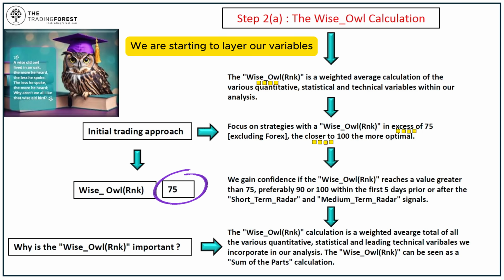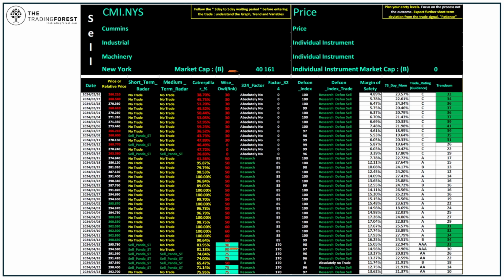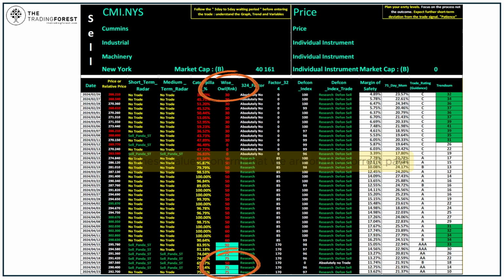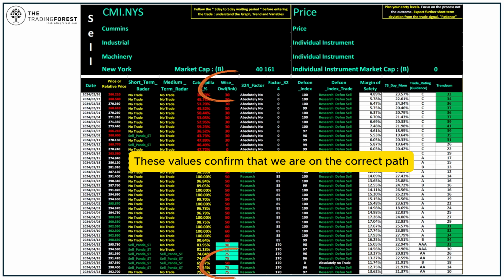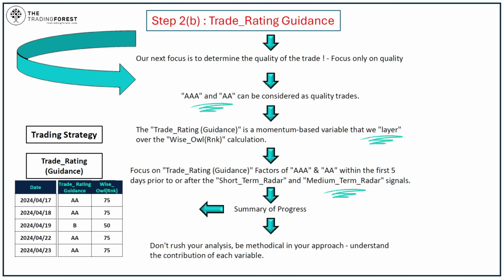We are starting to layer our variables. No need to panic, and if you are getting confused, revisit our summary page of all the key variables. The Wise Owl rank reached a maximum value of 100 days preceding the opening signal and has a current value of 90. These values confirm that we are on the correct path in selecting a trading signal that suits our low-risk profile. We focus on quality by incorporating the trade rating guidance. We recommend AAA and AA trades.